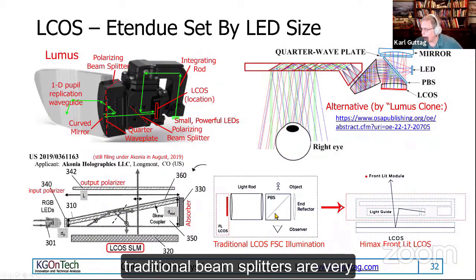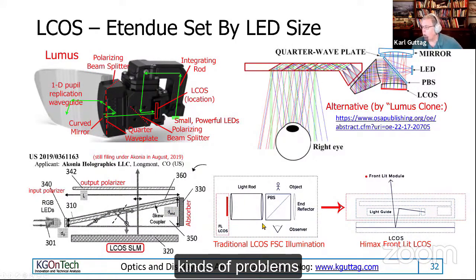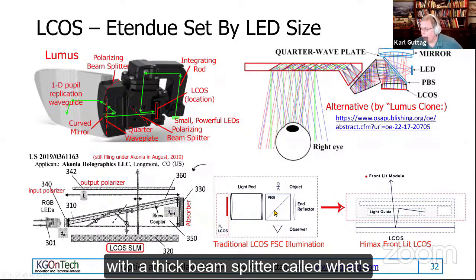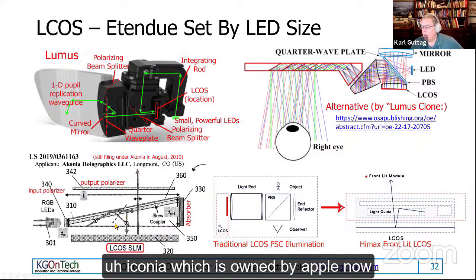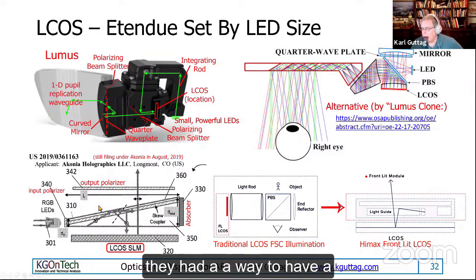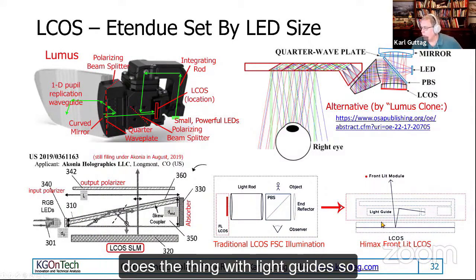Traditional beam splitters are very thick, and this is really bad optically. This creates all kinds of problems with a thick beam splitter, what's known as a working distance. It makes it much harder to build the projection engine and whatnot. Iconia, which is owned by Apple now, had a way to have a fairly slanted design. And Himax also does a thing with light guides. So there are some tricks to do there. And I'll talk a little bit more later.